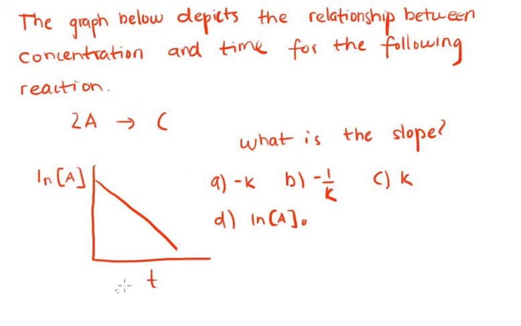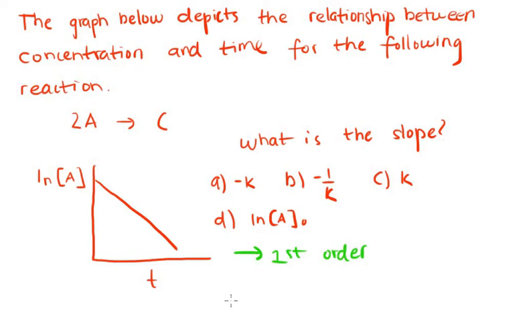The very valuable information we gain from this graph is the fact that when we plot the natural log of the concentration of A against time, we get a linear graph. And this tells us that this is a first order reaction. Now that we know that it's first order, the slope for this graph is nothing but the rate law that we know, because it's a first order reaction.